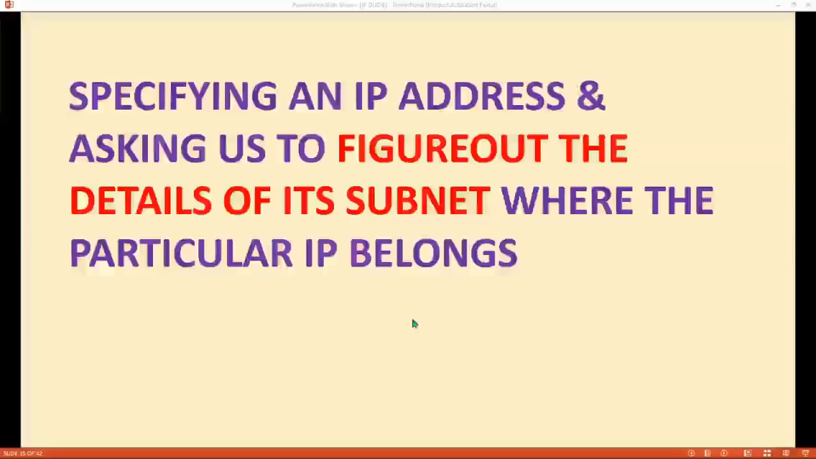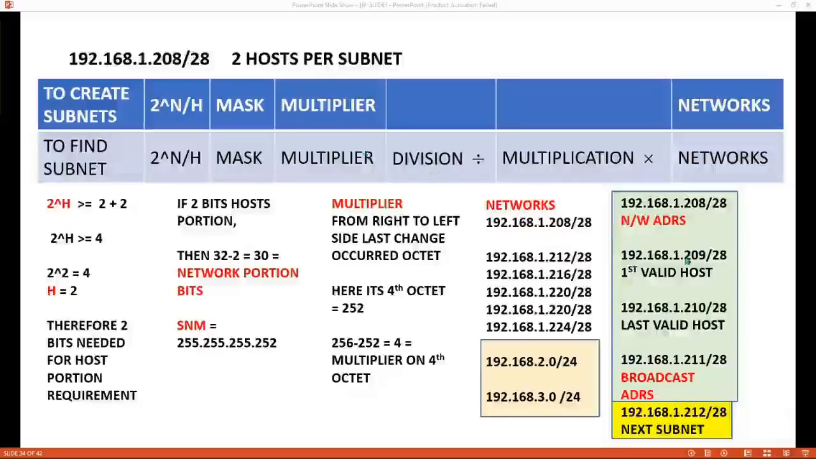Next, by specifying an IP address, they will ask you to find out which particular subnet this IP address is from. For example, in the previous slide, you have several subnets. If you need only 4 IP addresses in a subnet, you will have many subnetworks like 208, 212, 216. Likewise, you will have many subnets. And they might specify a particular IP address.